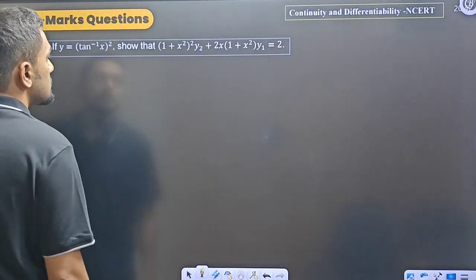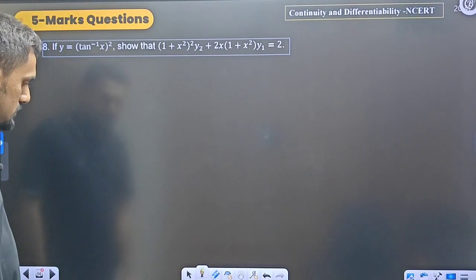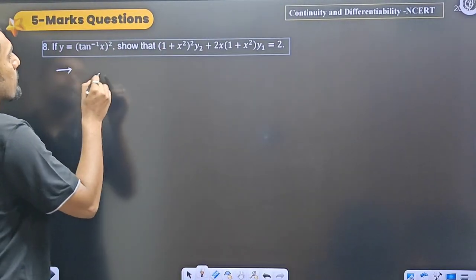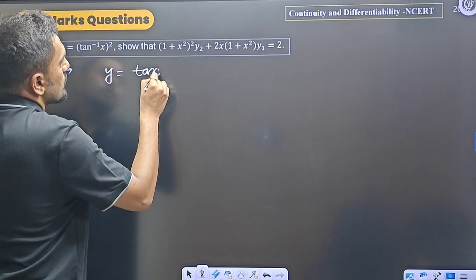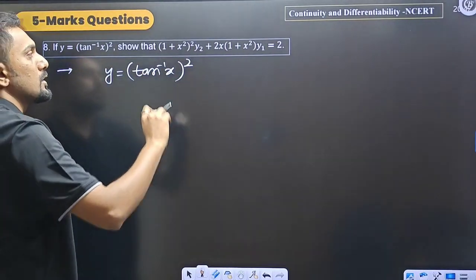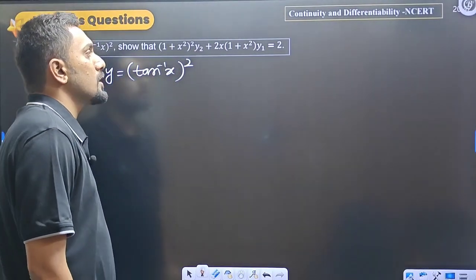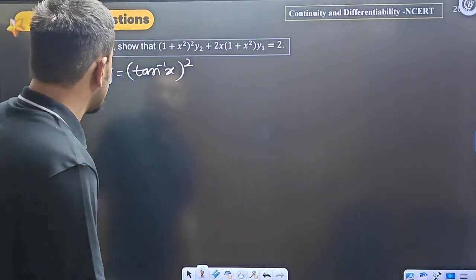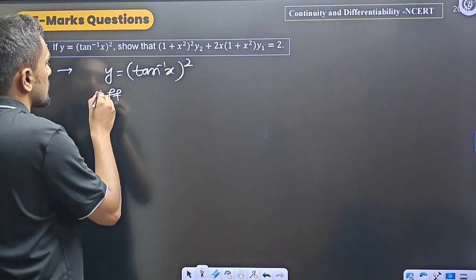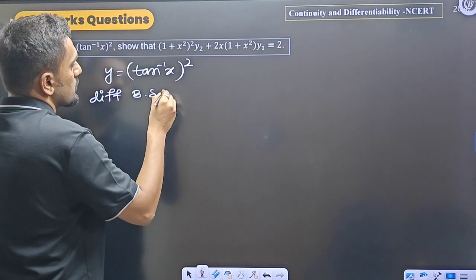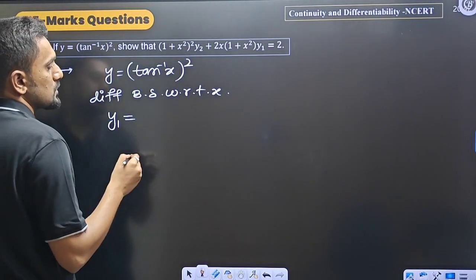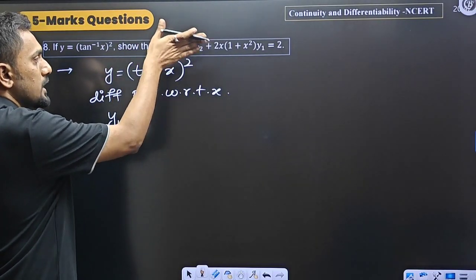And the last question is: if y is equal to tan inverse of x whole square, then I need to prove this: 1 plus x square whole square y2 plus 2x into 1 plus x square y1 is equal to 2. Okay, same procedure. We did differentiation of sin inverse, so let's use the same procedure. Differentiating both sides with respect to x, then it becomes y1 is equal to, here use the chain rule for the x raised to n formula.